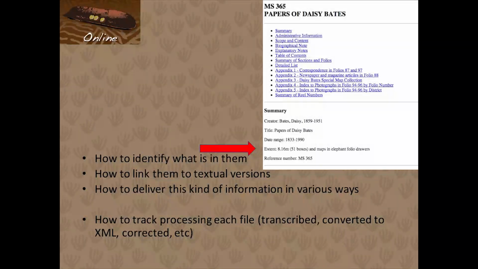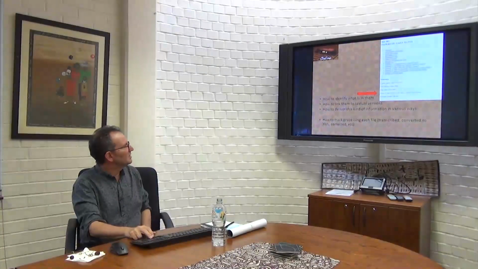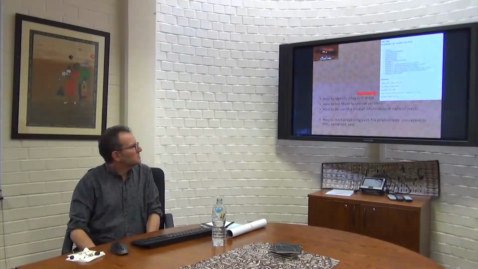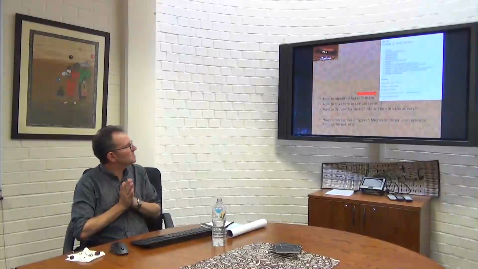So the collection in the National Library has 51 boxes of papers. It's 8.16 metres of shelf space, which is the way that archivists and librarians like to refer to the extent of a collection. And these were papers collected from the early 1900s right through her life. She died in the early 50s, I think. So the issue then is I'm looking at just one section of these papers.